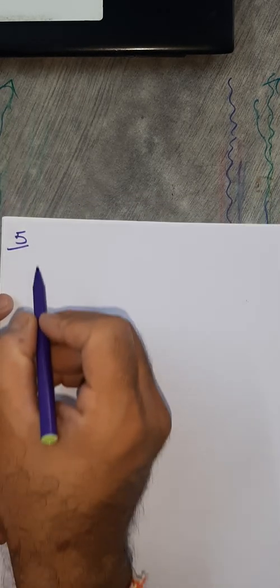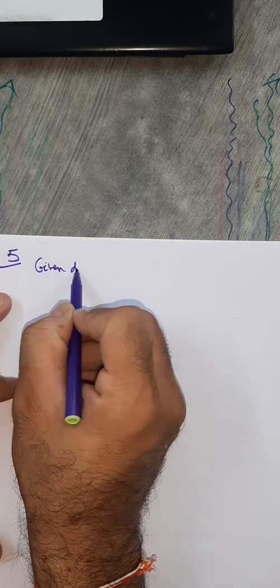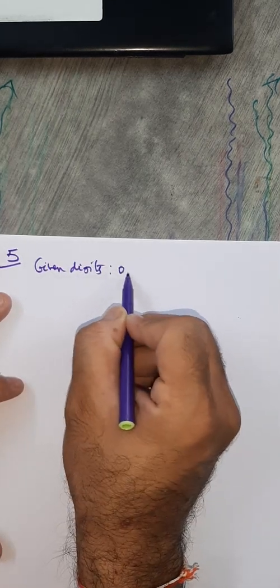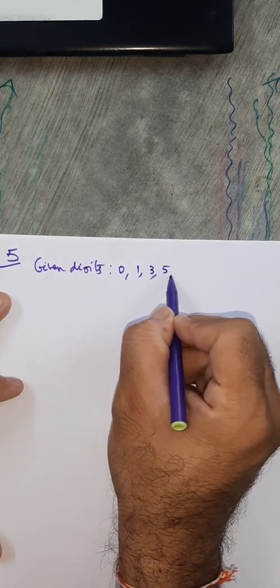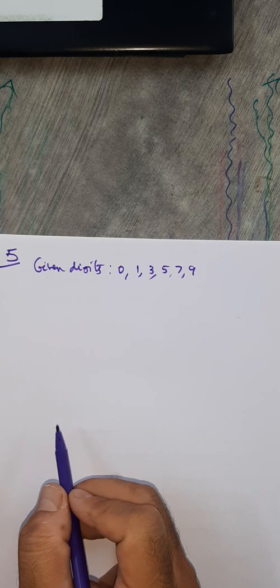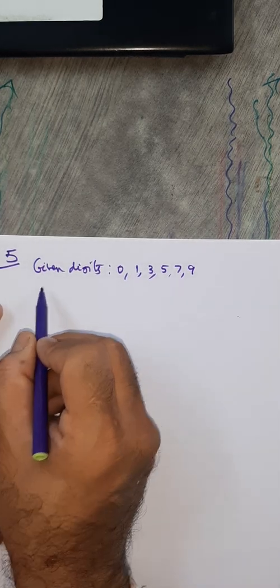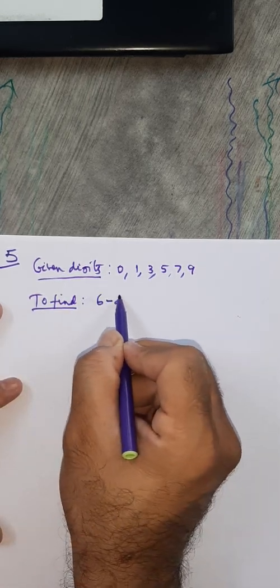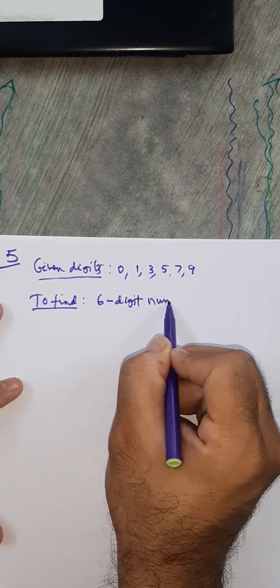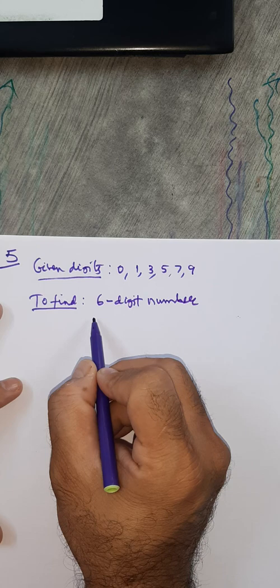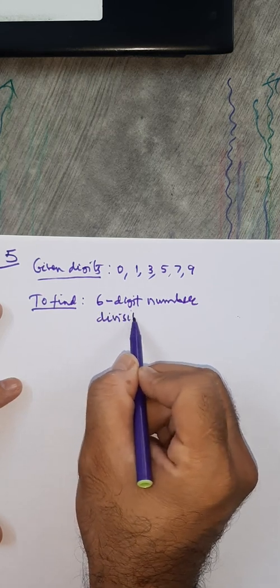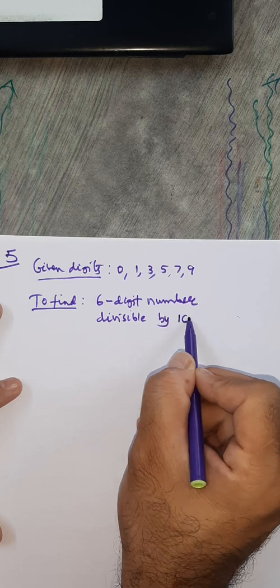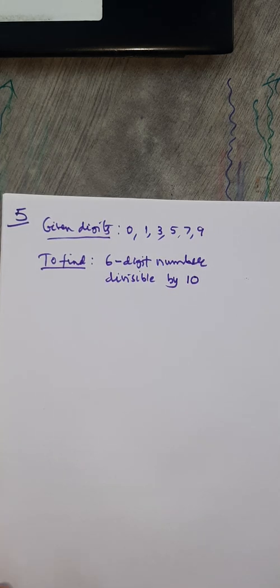Fifth question. How many 6-digit numbers can be formed from the given digits? So what are the given digits? Let me write here. Given digits are 0, 1, 3, 5, 7 and 9. You want to find, what you want to find? 6-digit number divisible by 10, which must be divisible by 10. So you need to use divisibility criteria here. No digit being repeated. एक भी repetition नहीं करना है आपको. Without repetition you want to do.